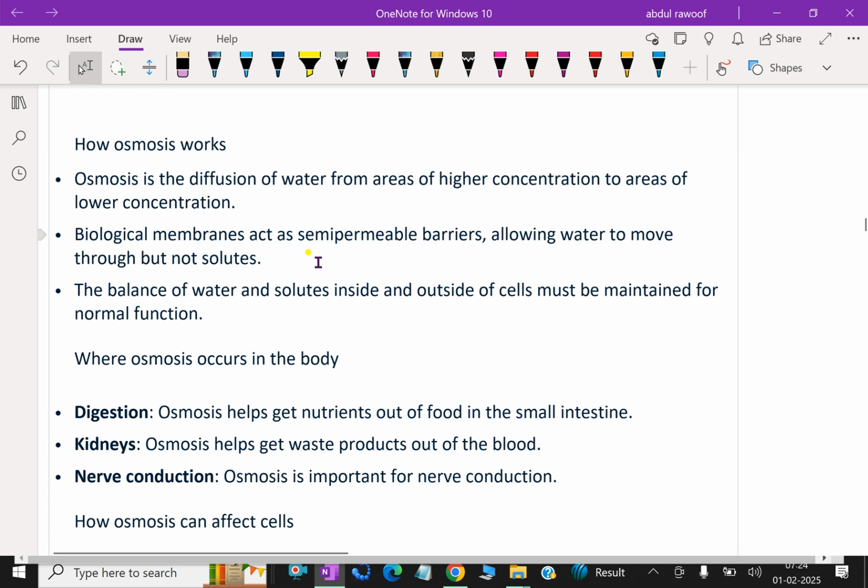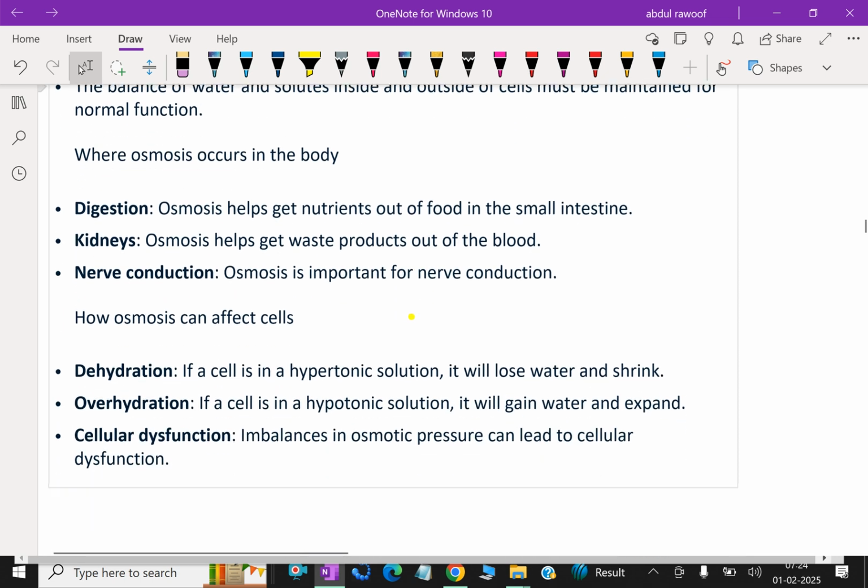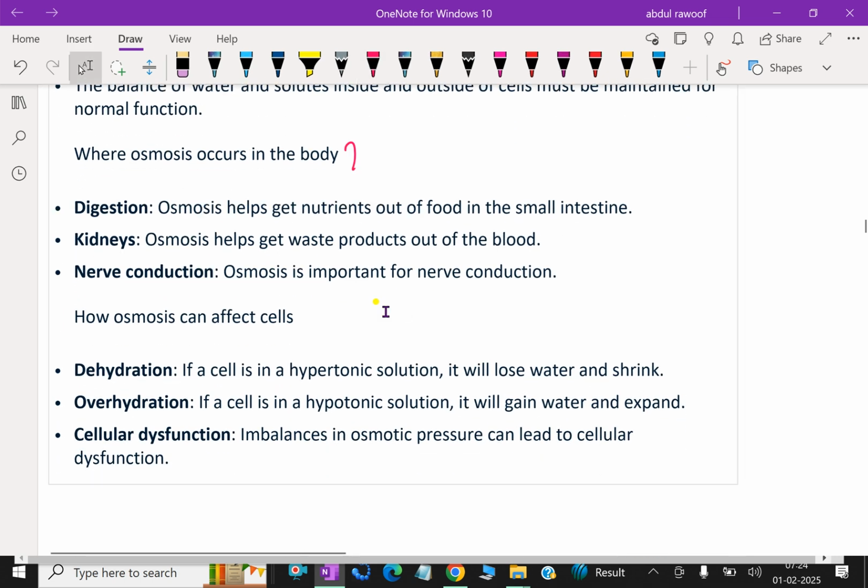Biological membranes act as semi-permeable barriers, allowing water to move through but not solutes. The balance of water and solutes inside and outside of cells must be maintained for normal function. Where does osmosis occur in the body? Digestion: osmosis helps get nutrients out of food in the small intestine. Kidneys: osmosis helps get waste products out of the blood.